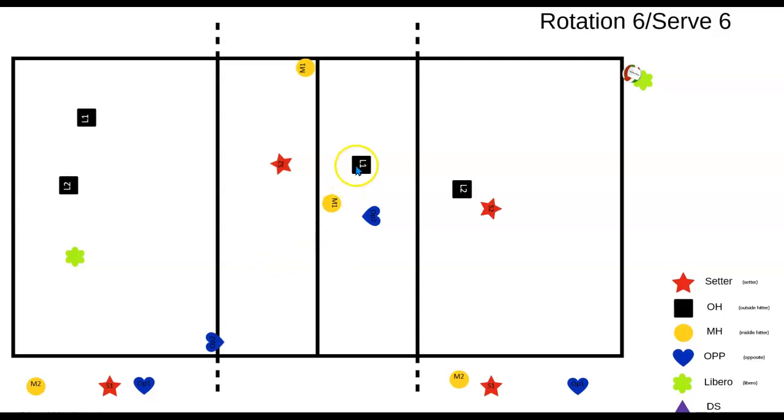In this one, we have the left and the opposite needing to switch. And we have the left and the setter needing to switch. So our setter is going to go over to the right side, and our left is going to wait just a few seconds to let middle get in and set, and then she'll make the move to her side. Here's what that looks like.